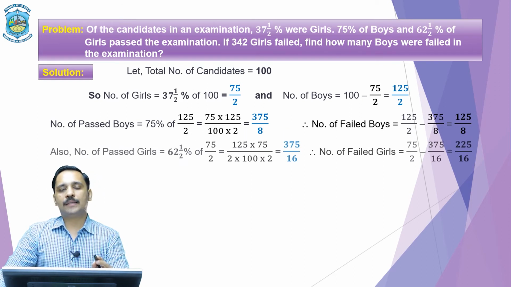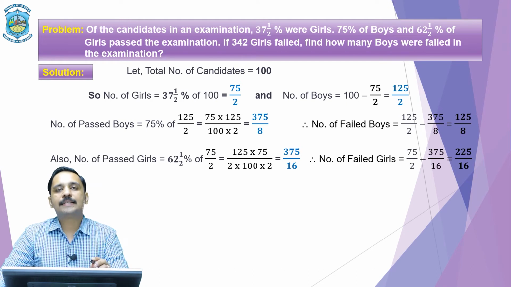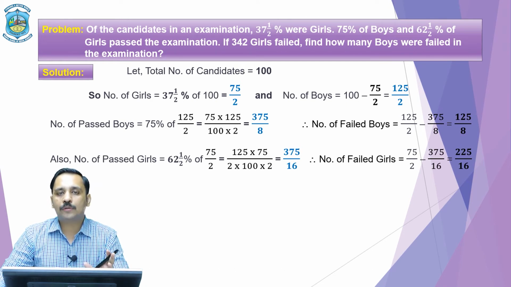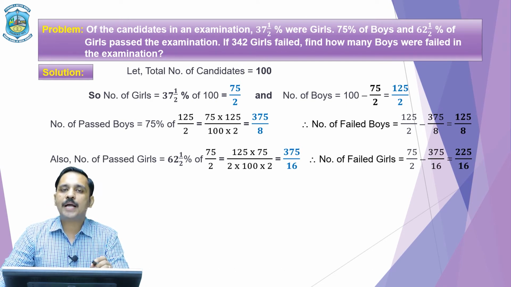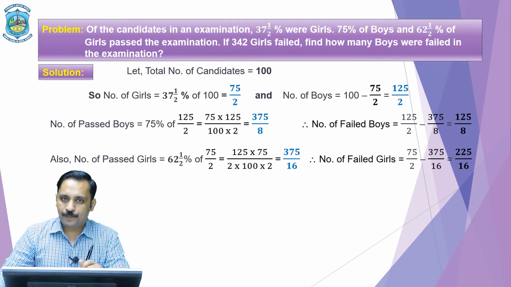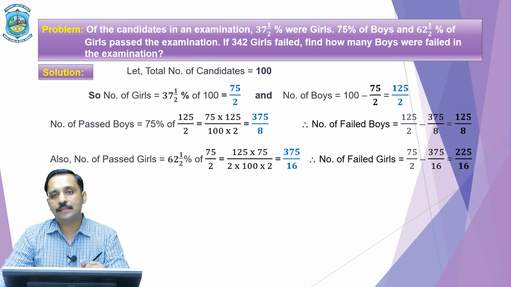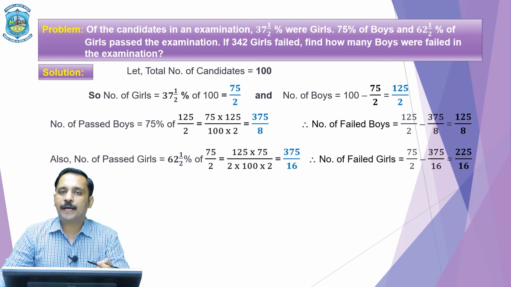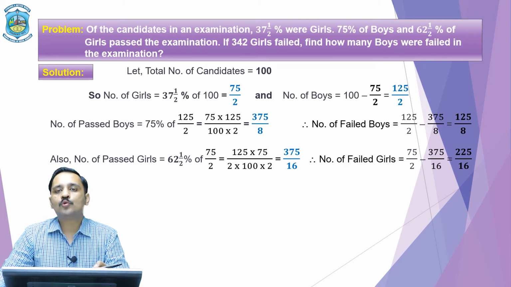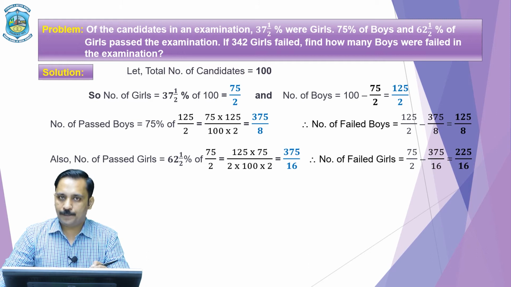Similarly, the number of passed girls is 62.5% of the total girls, that is 62.5% of 75 by 2. We get the answer as 375 upon 16. Therefore, the number of failed girls is equal to 75 by 2 minus 375 by 16. The answer is 225 by 16.